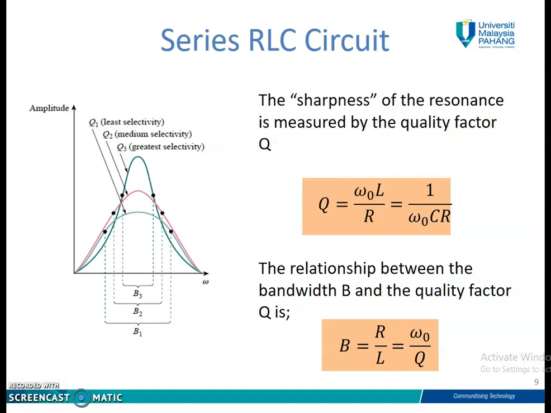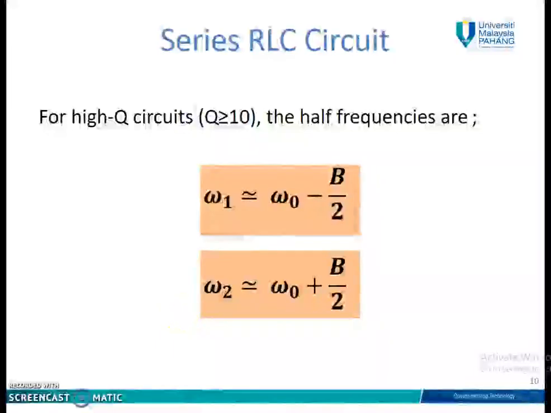A resonance circuit is designed to operate at or nearly its resonant frequency. Resonance circuits with a Q value greater than 10 are called high Q circuits and are often used in communication networks. For high Q circuits, the half-power frequencies, omega 1 and omega 2, are symmetrically around the resonant frequency and can be approximated as shown in this equation.